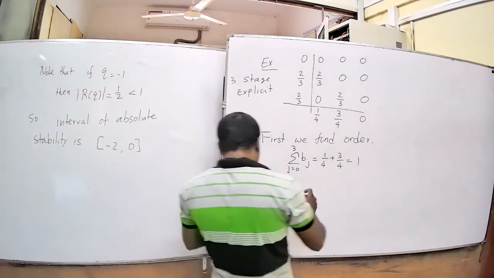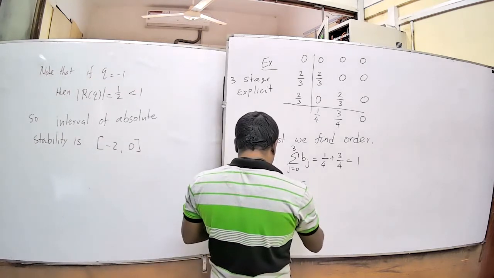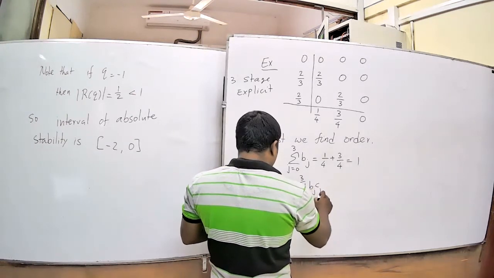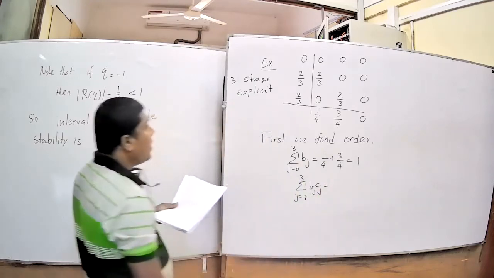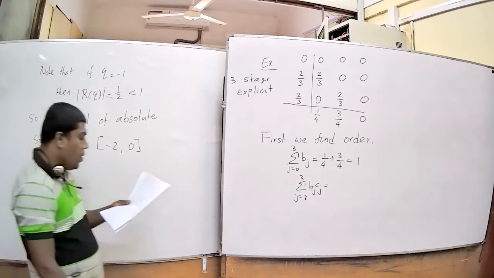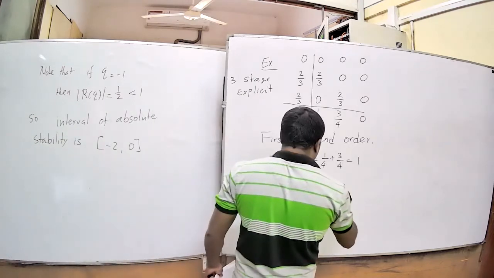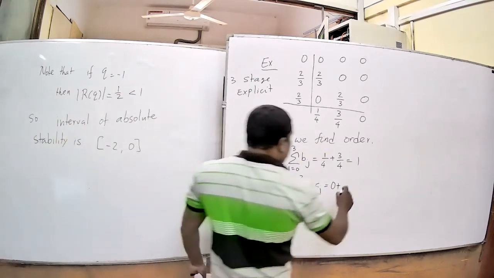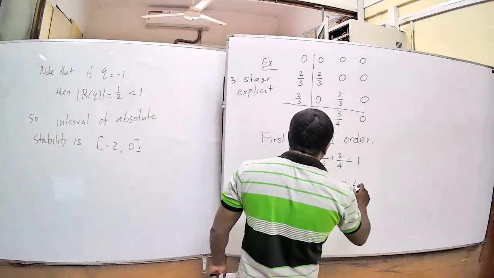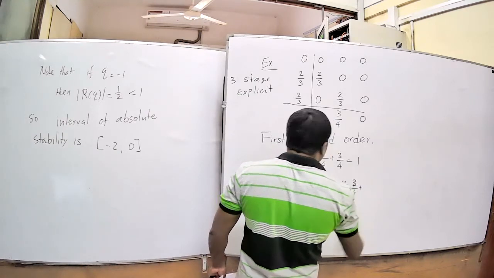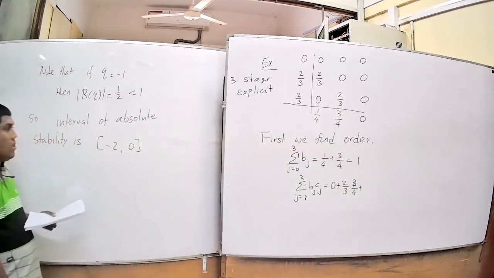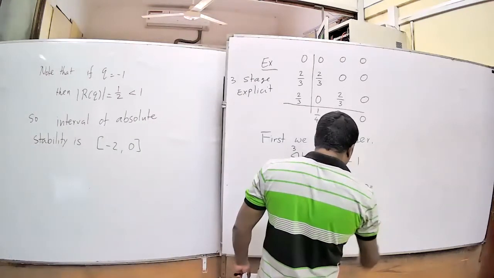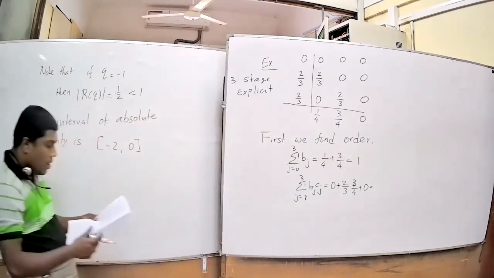For order 2, you have to check one more thing. The sum of bj cj: b1 c1 is 0, plus b2 c2 is 2/3 times 3/3 times 3/4, plus b3 c3, that is 0 again. So this is going to be, 3 cancelled out, 1/2.